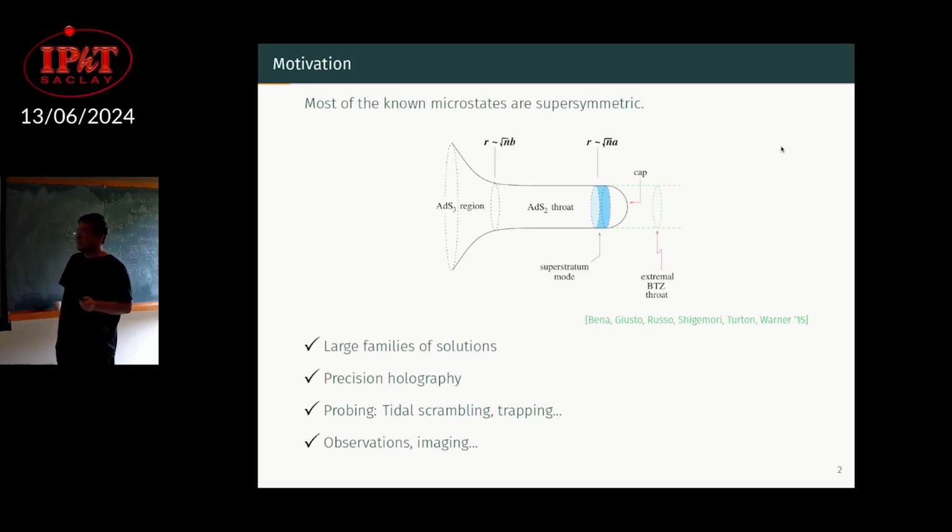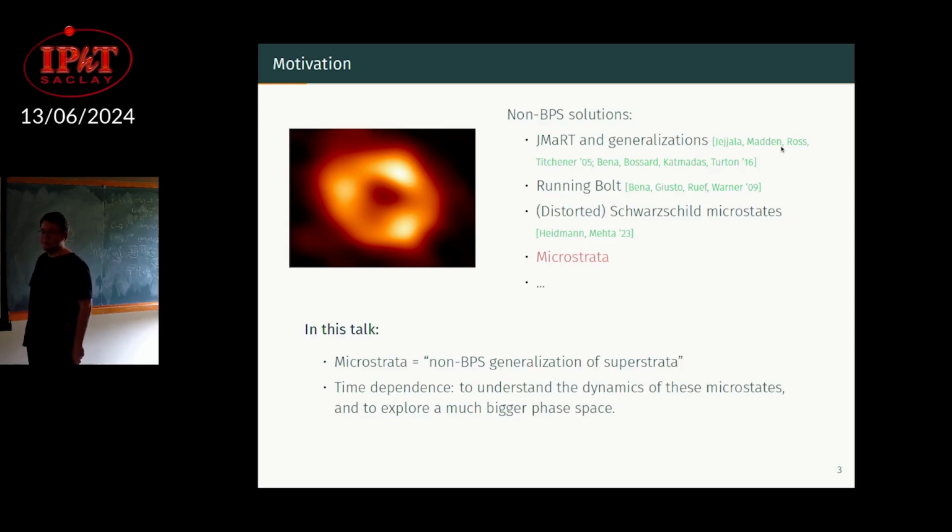But all of this is supersymmetric. And at the end of the day, what we want to really understand is this object. We want to understand the microstate geometries of black holes in the sky, and they are not supersymmetric. So a lot of the properties of supersymmetric black holes translate to the non-supersymmetric case, but some of them don't.